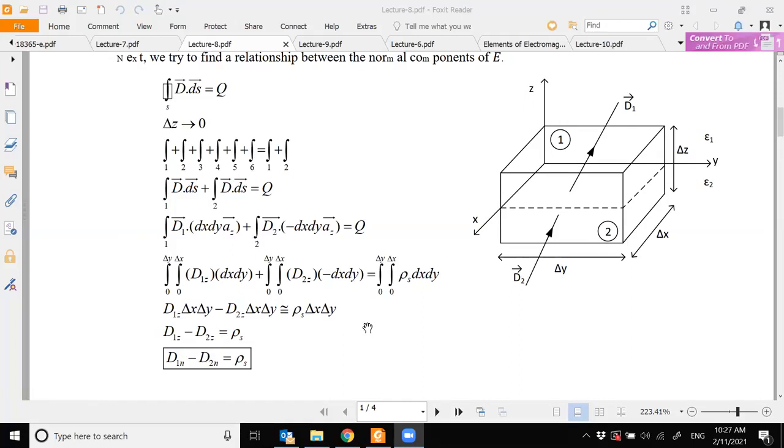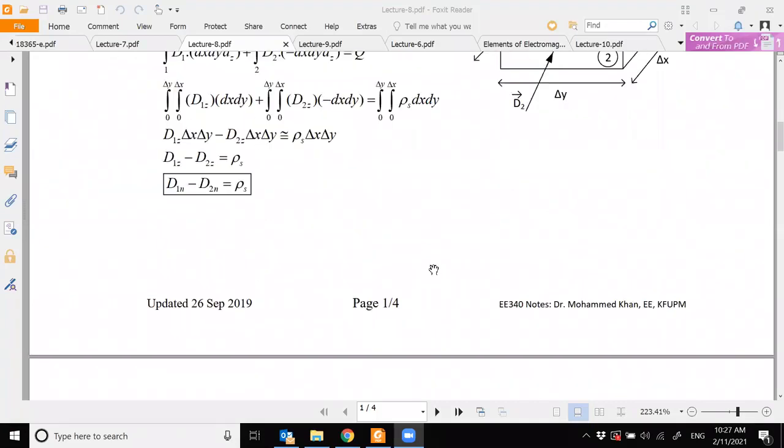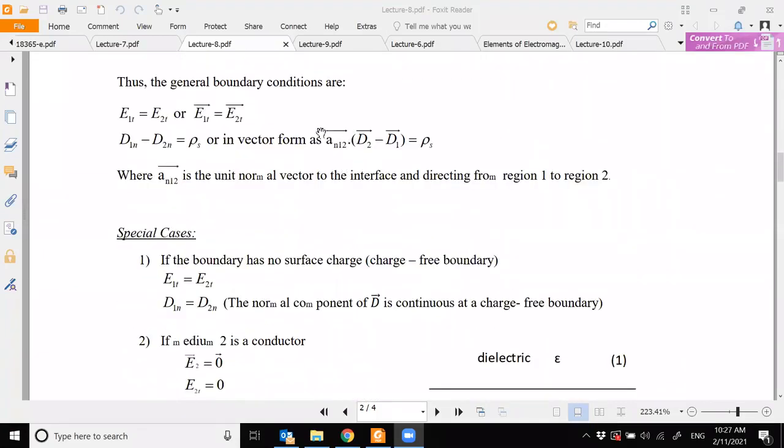This becomes a little bit difficult for us, especially when we want to apply boundary conditions to any problems. We need to make sure which component, which electric field is entering the boundary and which is leaving, and based on that, we have to use the boundary condition, whether it is D1n minus D2n or D2n minus D1n. So that's why we removed this ambiguity by defining a unit vector an12 and dot producting the unit vector with D2 minus D1 is equal to rho s.